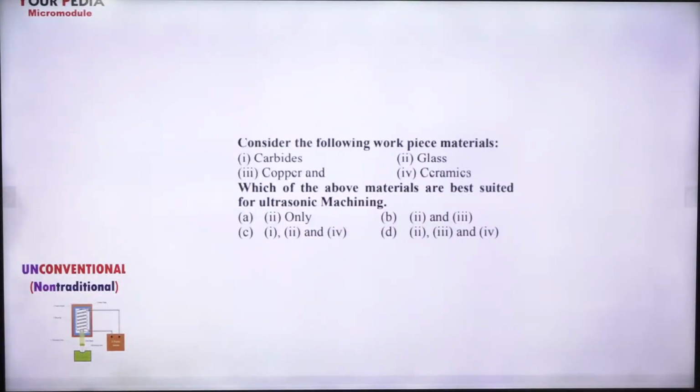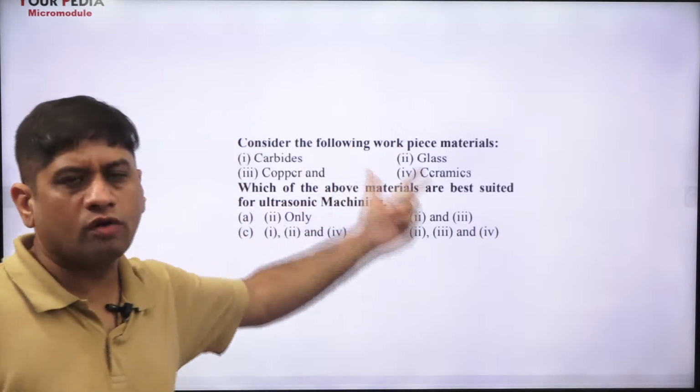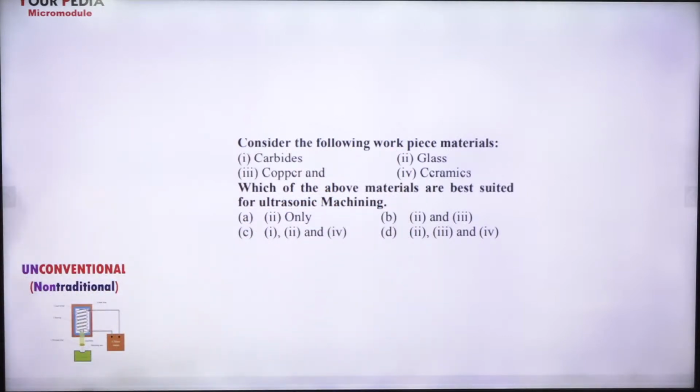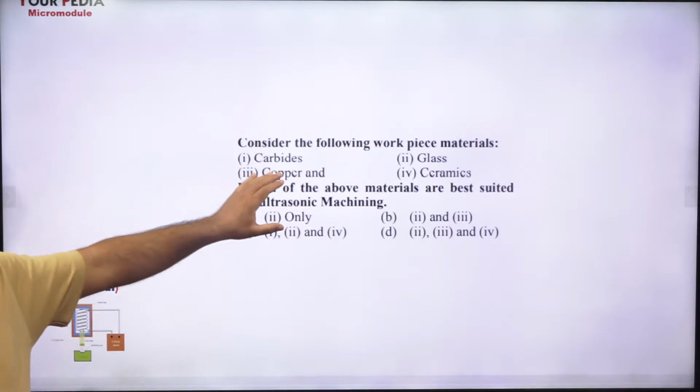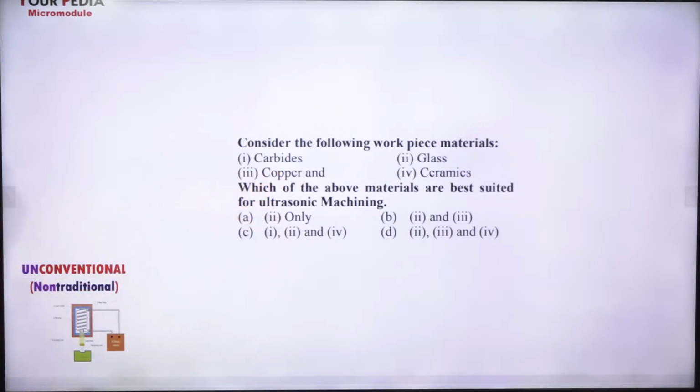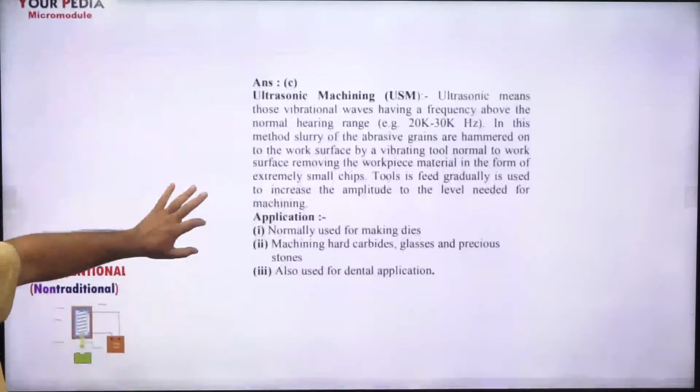Consider the following workpiece materials: carbide, glass, copper, ceramic. In ultrasonic machining which one shall you use? In ultrasonic machining, the tool should be soft and the workpiece should be hard. So the workpiece cannot be copper. Copper can be the tool. So 1, 2, 4: carbide, glass, ceramic. Copper cannot be. So C is the answer.